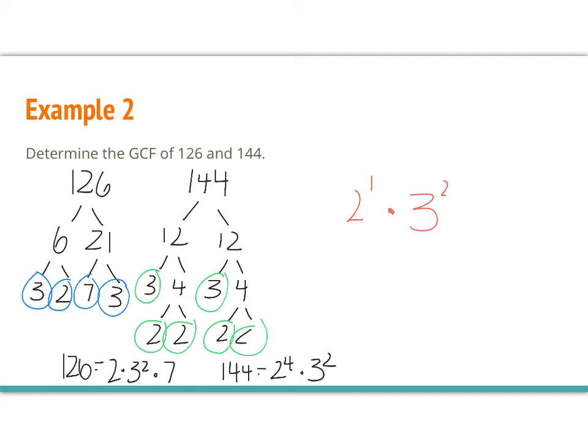Now 126 also has a 7. 144 doesn't. So 7 doesn't appear in my greatest common factor. So greatest common factor will equal 2 to the power of 1 times 3 squared. So that would be 18.